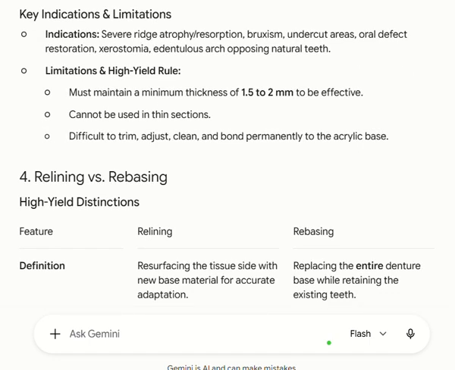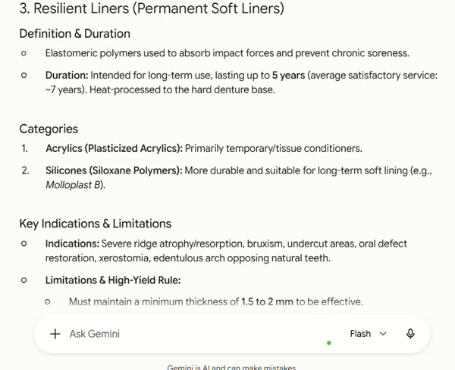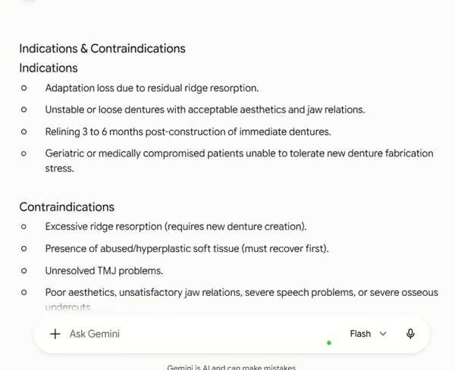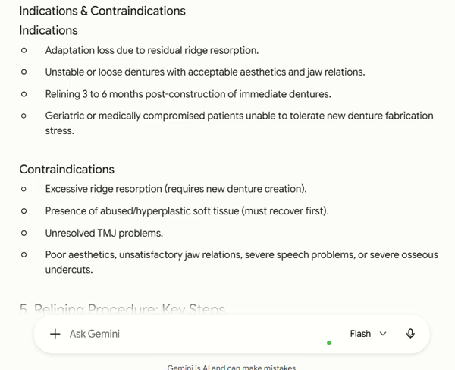Indications and contraindications. Indications: adaptation loss due to residual ridge resorption. Unstable or loose dentures with acceptable aesthetics and jaw relations. Relining 3 to 6 months post-construction of immediate dentures. Geriatric or medically compromised patients unable to tolerate new denture fabrication stress.